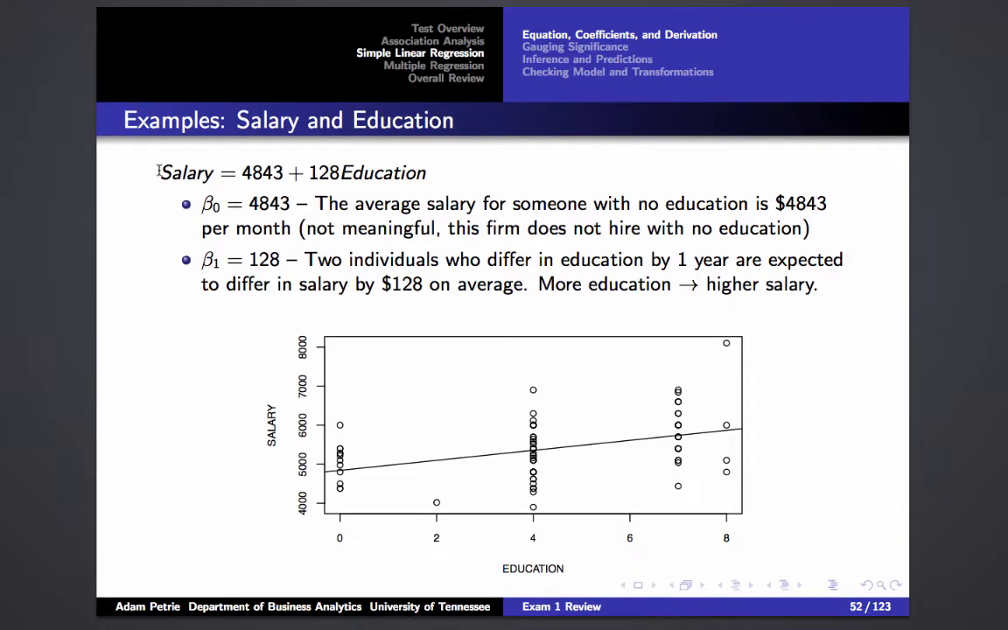So, for example, here's our equation relating salary and education together. We've talked about this at length. The slope is 128. So, how are we going to interpret this? Well, what we say is that two individuals that differ in education by 1 year are expected to differ in salary by $128. Since it's positive, the person with more education is expected to have the higher salary.